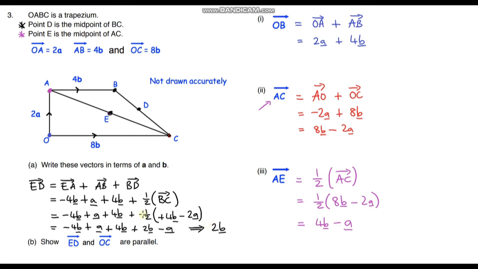Right, now we can see what vector OC is. Let's copy that down. We know that vector OC is 8B. So are these two vectors parallel? Yes, they are, because we can see that vector OC is a scalar multiple of ED. So we can just finish this off by saying that vector ED is 4 times bigger. So it's 4 times vector OC. So we have proved that these two vectors are parallel.